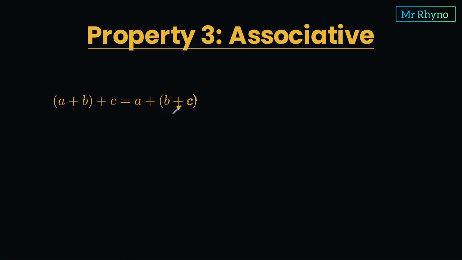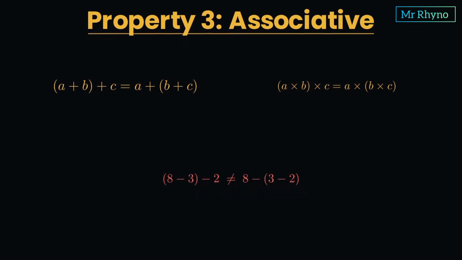Associative means you can regroup the numbers and the answer stays the same. For addition, it never matters which pair you add first. The same is true for multiplication. Again, subtraction breaks the rule. Grouping changes the answer.